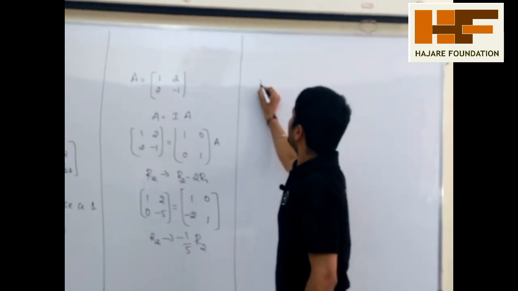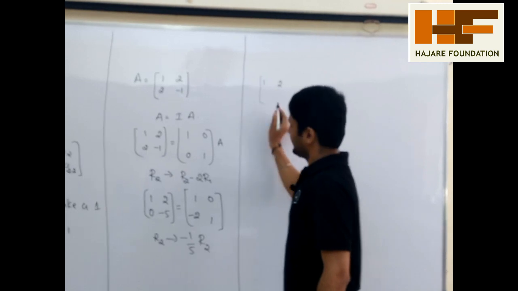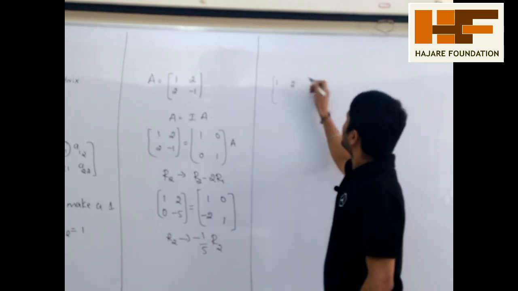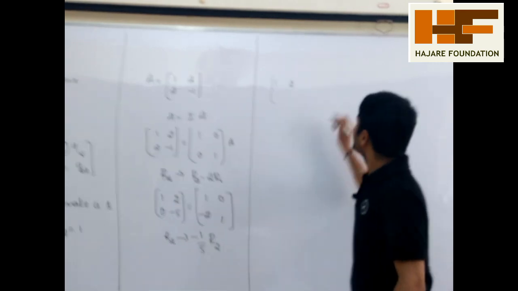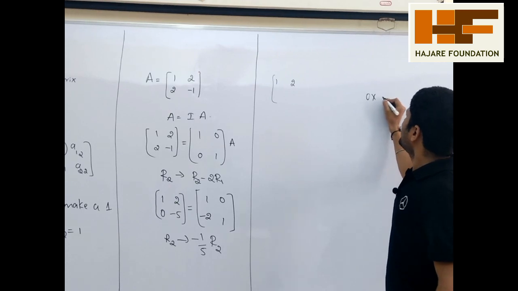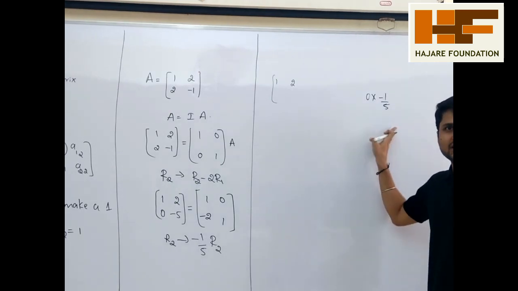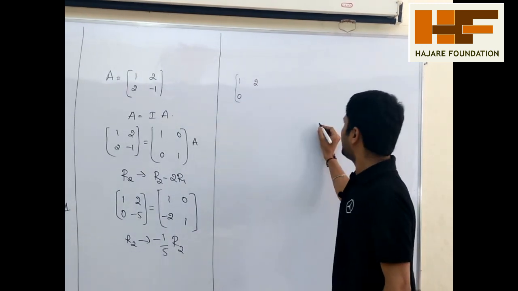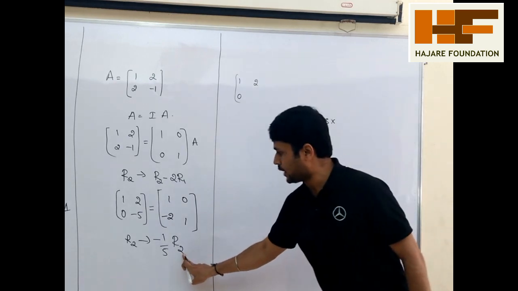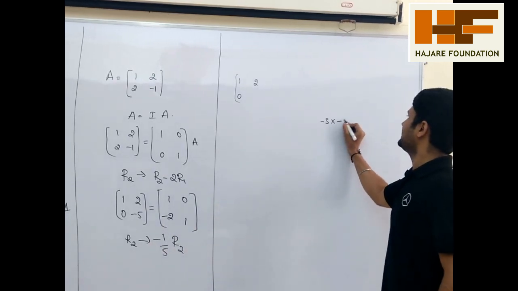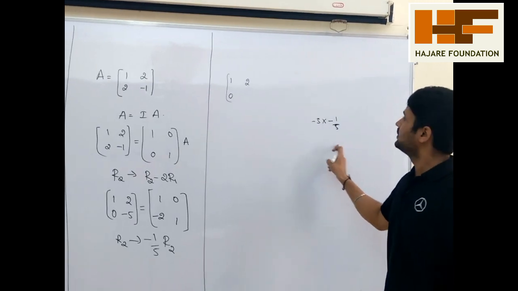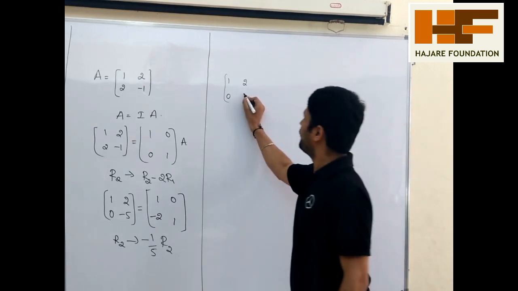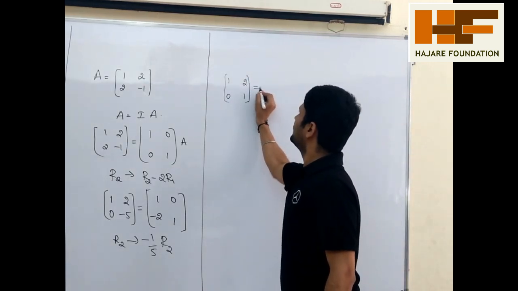Write the first row as it is: 1, 2. Next, R2 changes to minus 1 by 5 into R2. What is the element here? 0. 0 into minus 1 by 5, 0 into anything is 0. Right here, 0. Next, the R2 element is minus 5. We have to multiply that R2 element with minus 1 by 5. Minus 1 by 5. Simplify the term. Minus into minus cancels, plus 1, which is equal to 1.